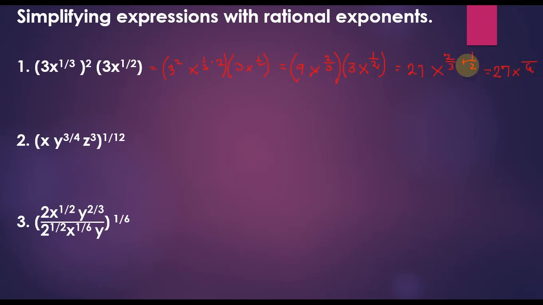And then 6 divided by 3 times 2 will give you 4, plus 6 divided by 2 times 1, 3. Then we simplify this one, which will give us 27x raised to 7 over 6.